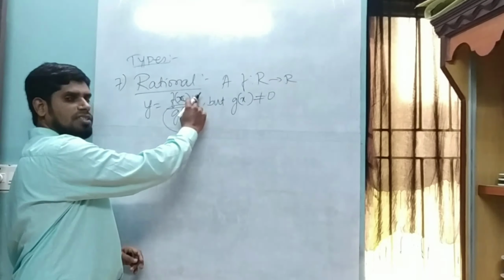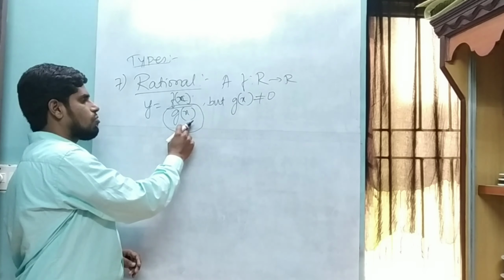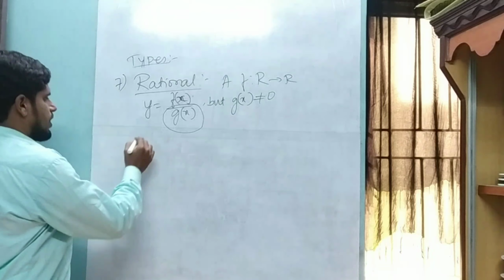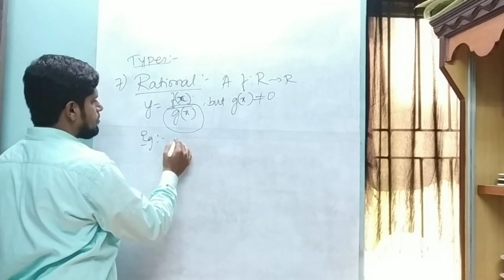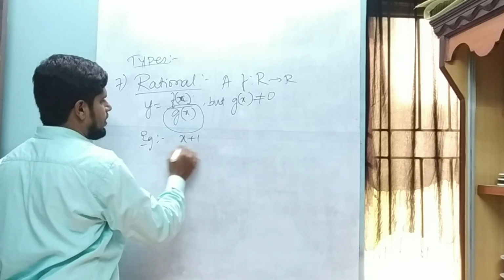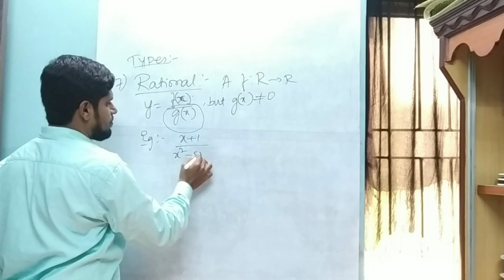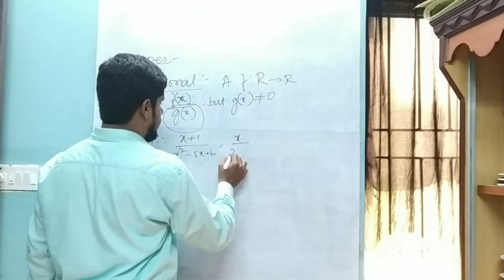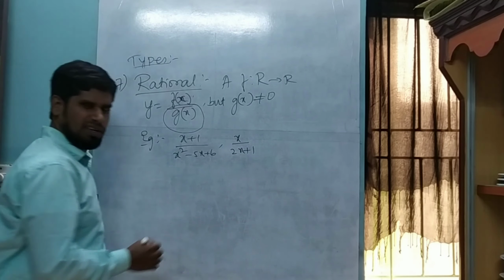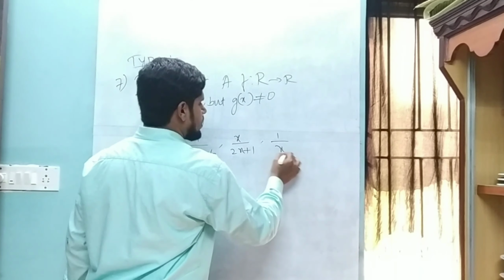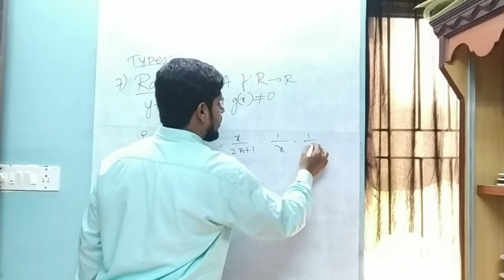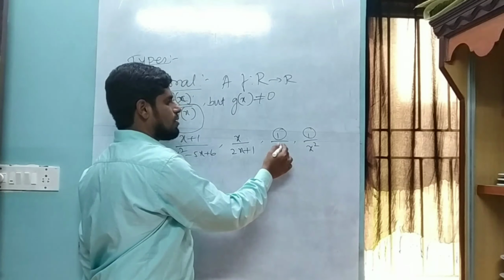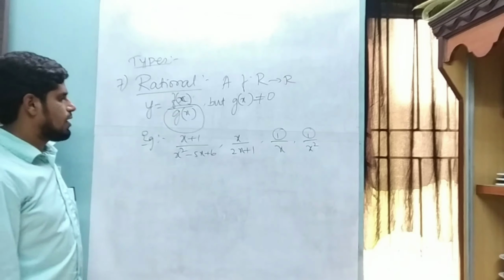That is, it can be a linear equation, then this could be a quadratic equation, or both could be quadratic equations, like that. Let us see some examples. x plus 1 divided by x square minus 5x plus 6, like this. Next, x divided by 2x plus 1, or the best one is 1 by x, 1 divided by x square. Here f of x is a constant. This is a linear equation, this is a quadratic equation. All this kind of function.